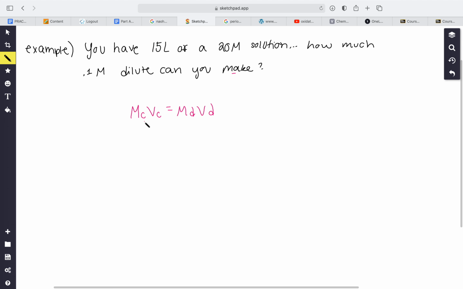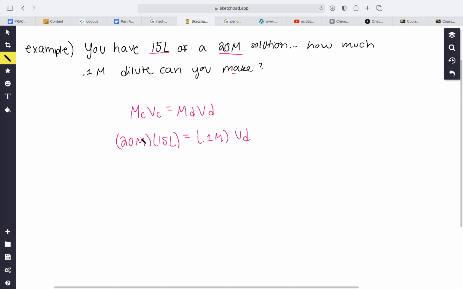So the molarity of the concentrate is 20 molar, so we have 20 molar. And then the volume is 15 liters, so we're going to write 15 liters in there. And then how much 0.1 molar dilute, so we're going to do 0.1 molar times VD. We want to find out how much, so we're looking for the volume, right? Volume is a measurement of an amount, basically. So that's how we're going to find out how much we can make.